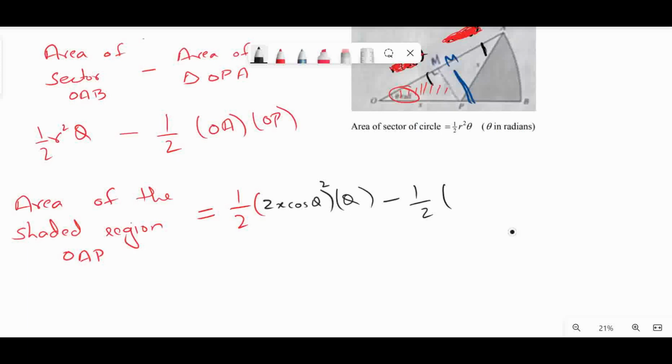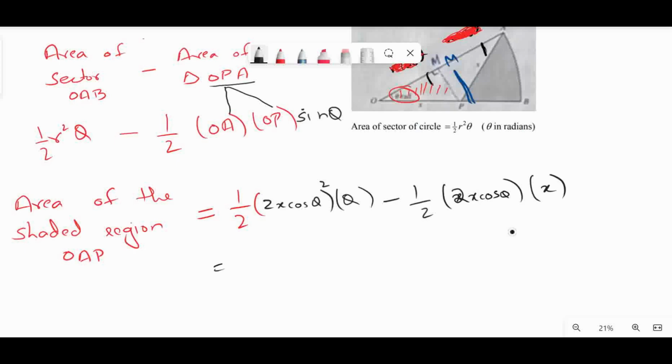Now this must be sine theta, because this is not a right angle triangle we are using. The OPA is not a right angle triangle. So 1 by 2 into adjacent sides into the sine of their included angle. So we can use that OA will be equal to 2x cos theta, into, now OP is what? O to P is x.